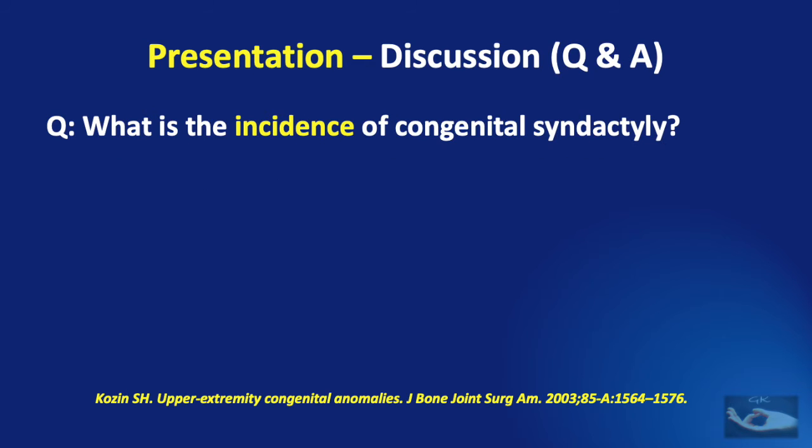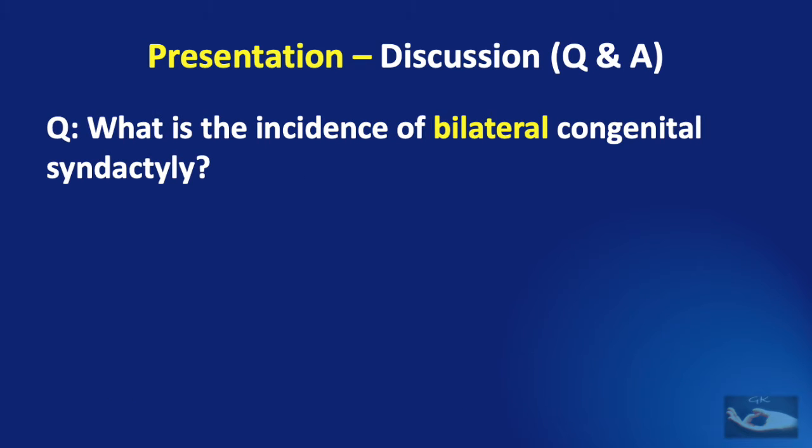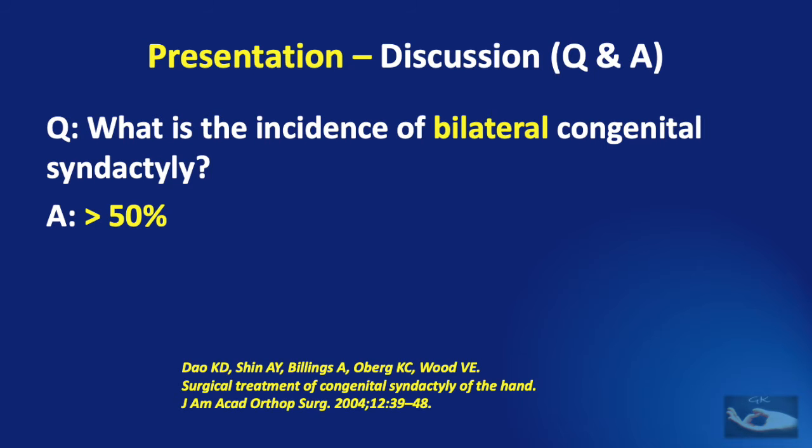What is the incidence of congenital syndactyly? It is placed at around 1 in 2000 live births. So this makes it a very commonly encountered congenital difference. Now we are dealing with a patient with bilateral congenital syndactyly. What is the incidence of this condition being bilateral? The incidence of bilateral congenital syndactyly is more than 50%.